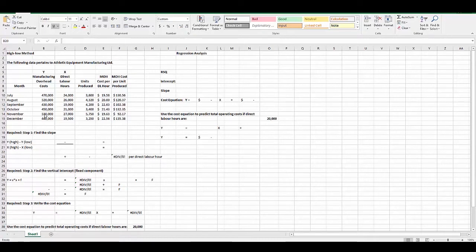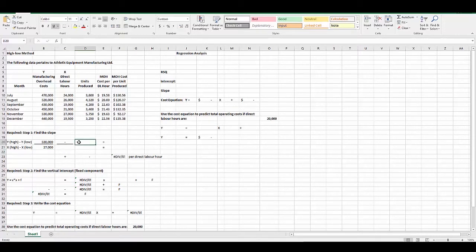This is for November. It's $530,000. So we enter in our $530,000 here. Then we look for the corresponding hours, which have to be in the same month. That's 27,000. So we enter in our 27,000 here.